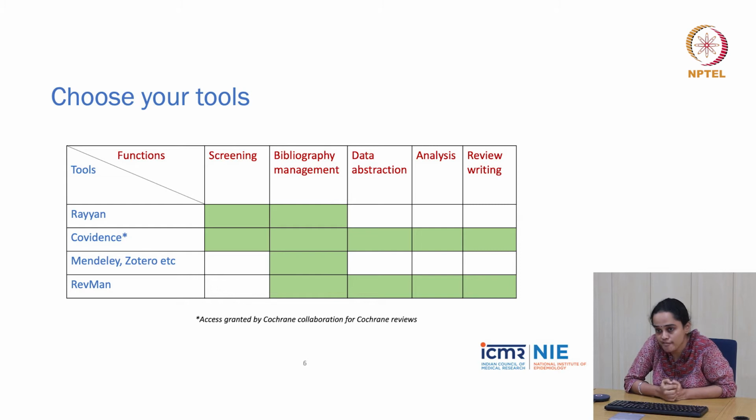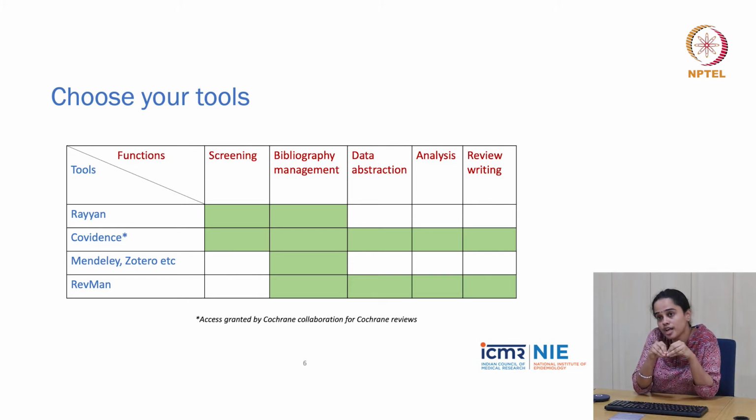When you come to RevMan, again, this is a tool of Cochrane. So here, barring screening, all the other steps can be done within RevMan. It helps you manage your bibliography. You can perform your data abstraction, analysis, and your review writing within RevMan itself. One pointer here, you are free to use RevMan even for non-Cochrane reviews. It is not that you should use it only for Cochrane reviews.